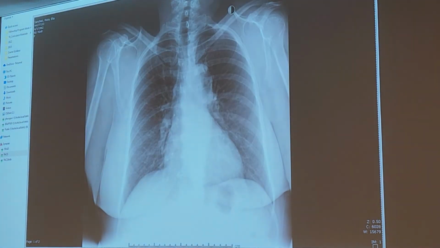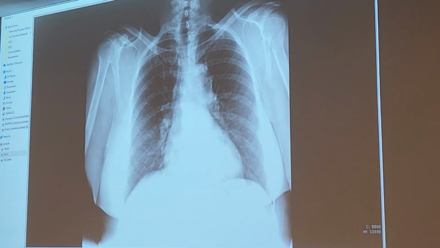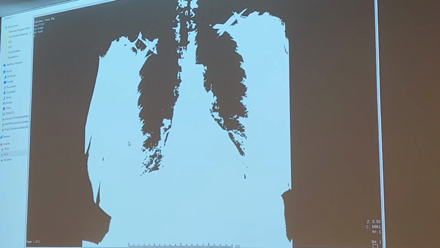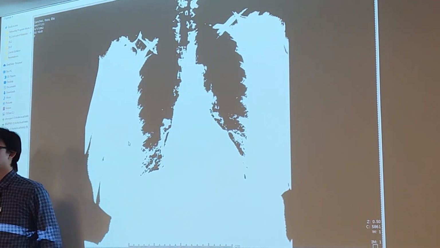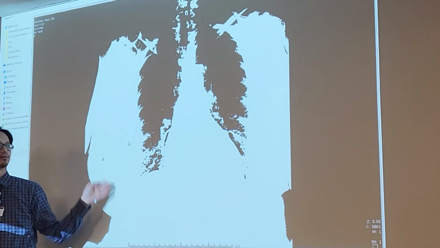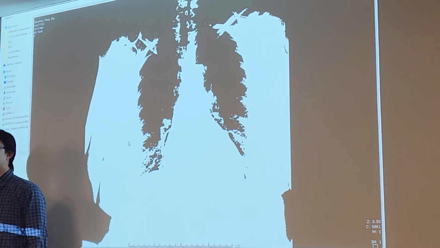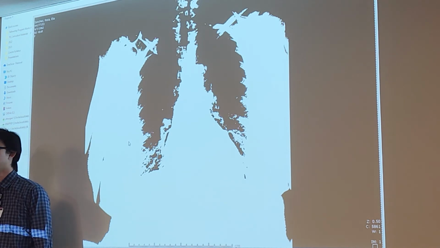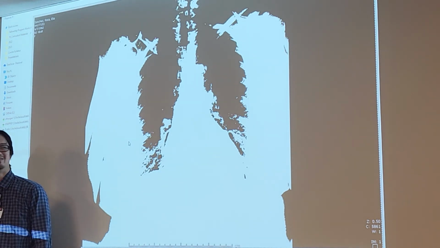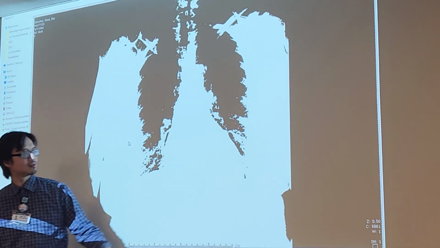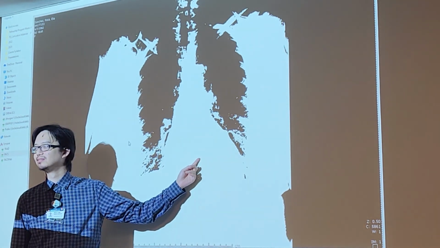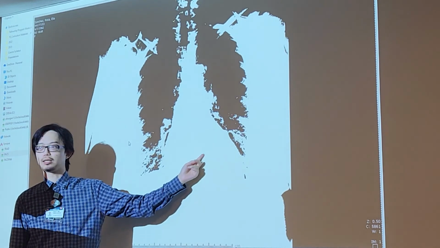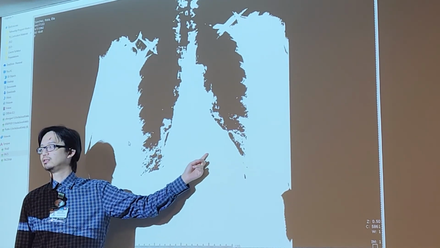What do we have? A chest. Where's the air? Where's the tissue? All the whites are the tissues. Where's the heart? In between the lungs. Okay. Where's the spine? It's kind of there, but where does the spine start and where does the spine stop here?